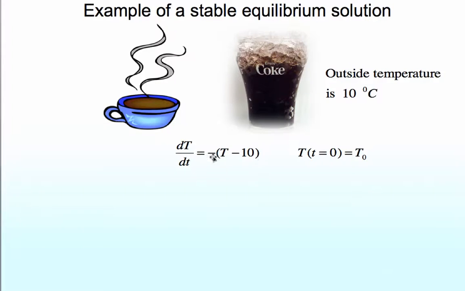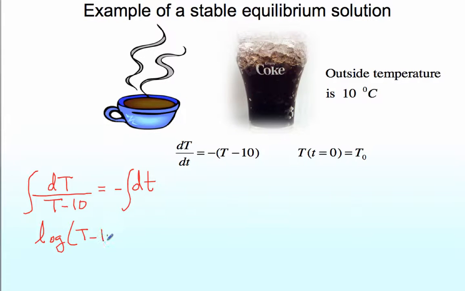Now, this is an autonomous differential equation, and it's one that's quite easy to solve. Let's solve it. We'll just use separation of variables. So we'll write this as dT divided by (T minus 10) equals minus dt. And then we'll integrate both sides. So integrating this gives us log of (T minus 10), and integrating this gives minus t plus some constant.